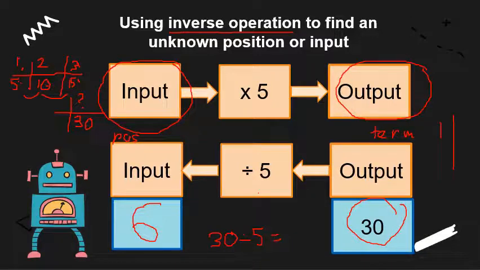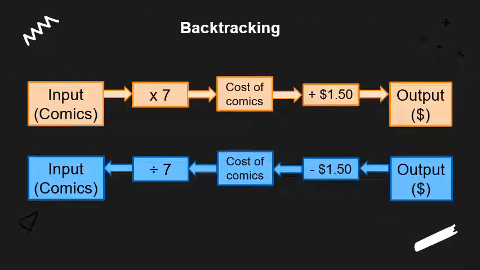So yesterday we had the example of the comics, and this was the way of calculating the total cost of the comics by applying this particular rule, and it followed a pattern. So here the input was number of comics multiplied by 7 will give you the cost of the comics, and then you add the flat fee of $1.50, and that will give you the output, which is the total cost.